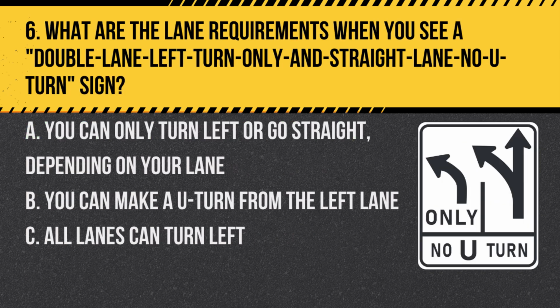Question 6. What are the lane requirements when you see a double lane left turn only and straight lane no U-turn sign? A. You can only turn left or go straight, depending on your lane. B. You can make a U-turn from the left lane. C. All lanes can turn left. Answer. A. You can only turn left or go straight, depending on your lane. This sign indicates specific lane requirements for turning and going straight.